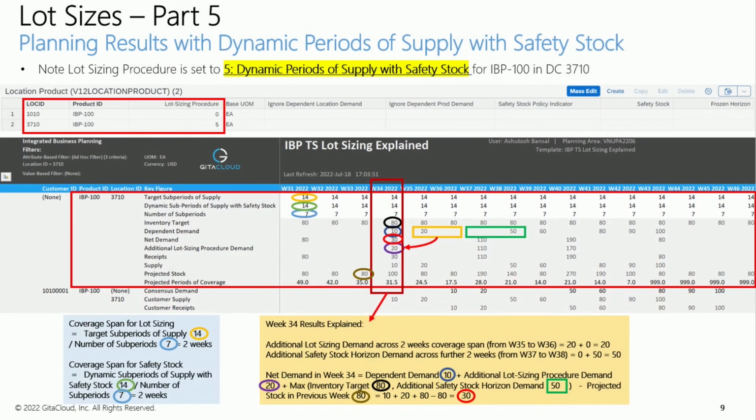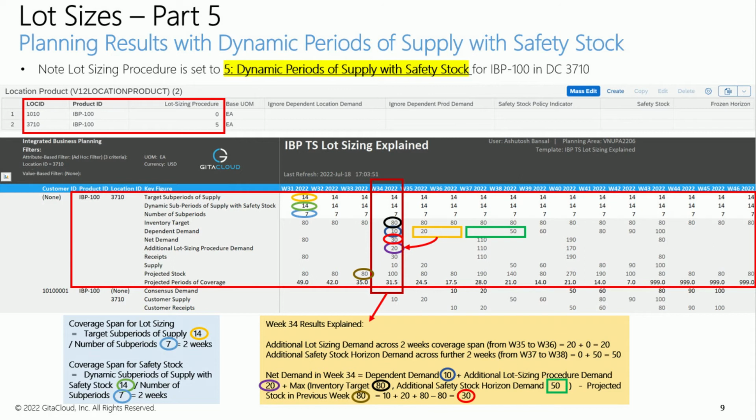See the planning results with lot sizing procedure changed to 5, dynamic periods of supply with safety stock. Note the key figure called dynamic subperiods of supply with safety stock. This is used to specify an incremental coverage span for safety stock demands. This incremental coverage span is considered post the primary coverage span for additional lot size demands, as defined in the target subperiods of supply key figure.